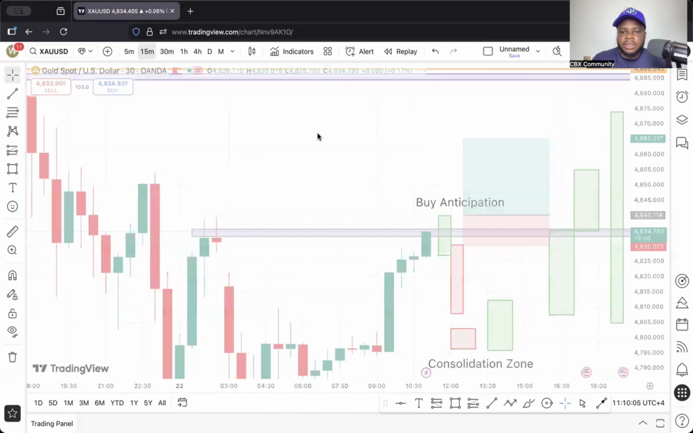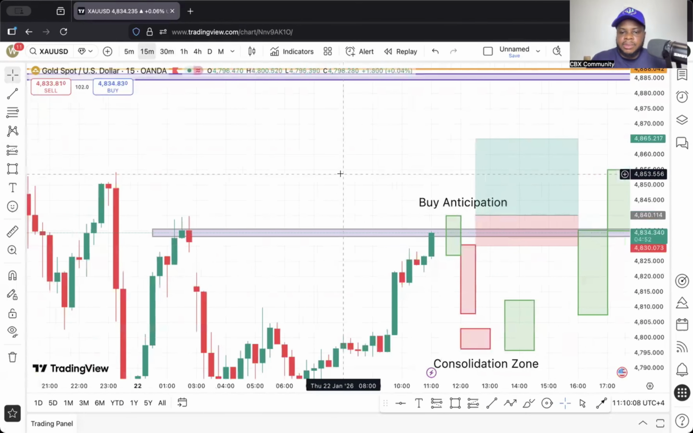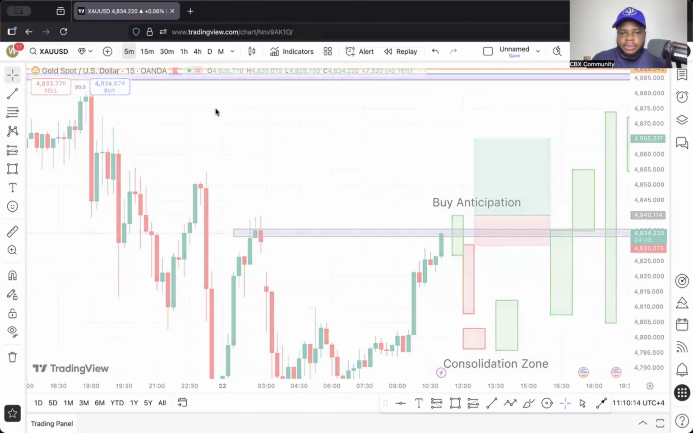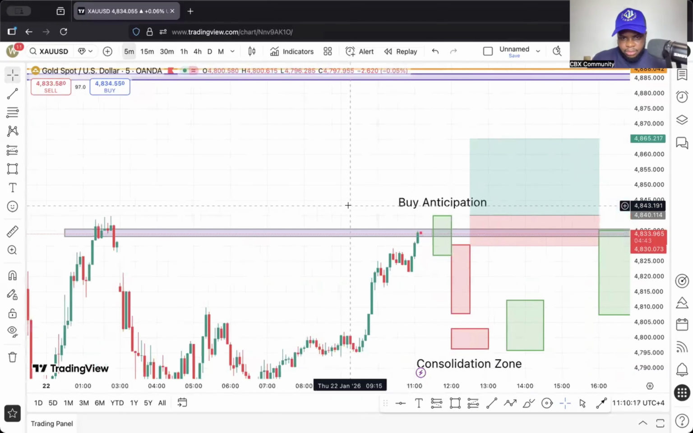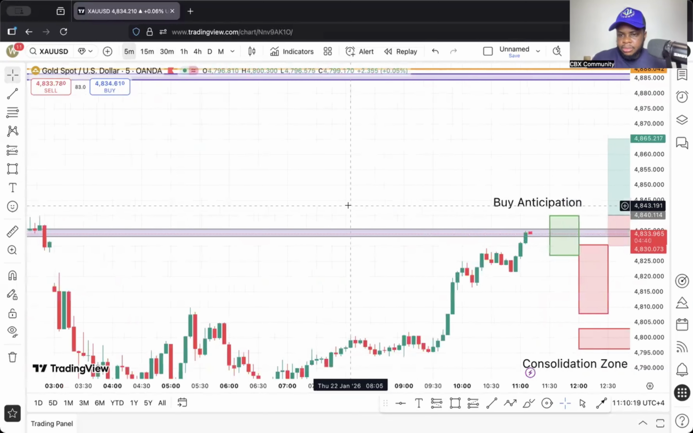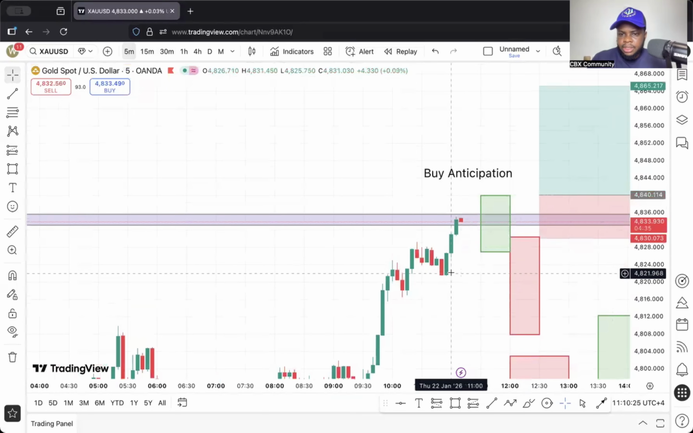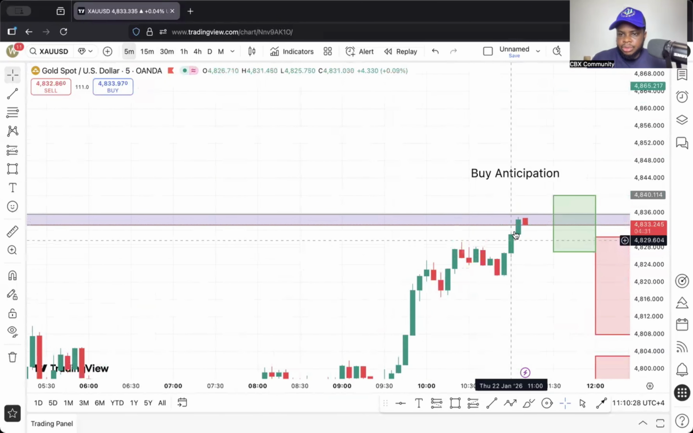Let's go to the 15 minutes candle just for us to have an idea what the 15 minutes candle is doing. The 15 minutes candle is left with 4 minutes. Let's go to the 5 minutes. So the 5 minutes has created a bullish candle. The body of this candle didn't break the high of this bullish candle. So this 5 minutes candle will still continue to go up. The 15 minutes candle is left with 4 minutes.